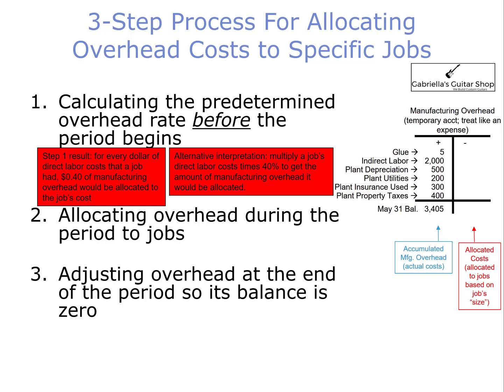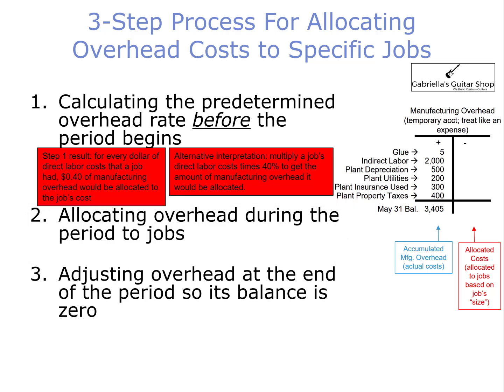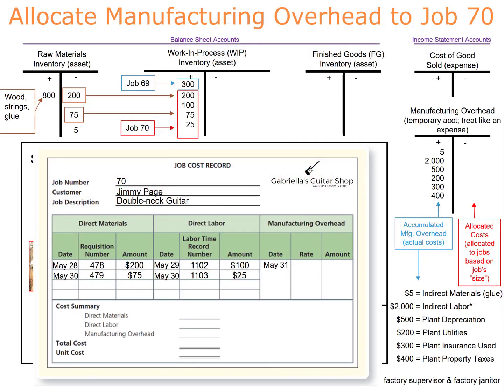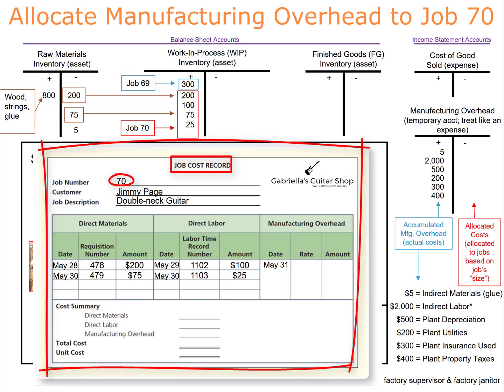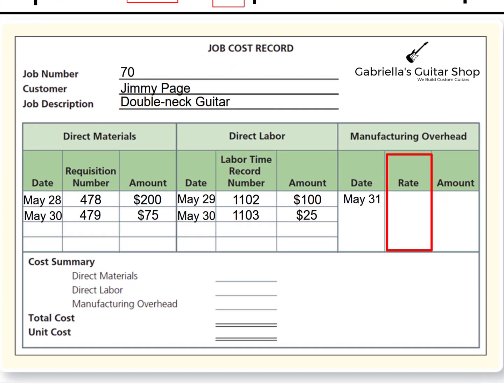Our next step is step two, allocate overhead to the job that just got finished, which is job 70, the double neck guitar. So let's go back to job 70's job cost record. We can now fill in this section of the job cost record. As we just calculated on the previous slide, the rate is 40% of DL costs. Remember, DL is direct labor.